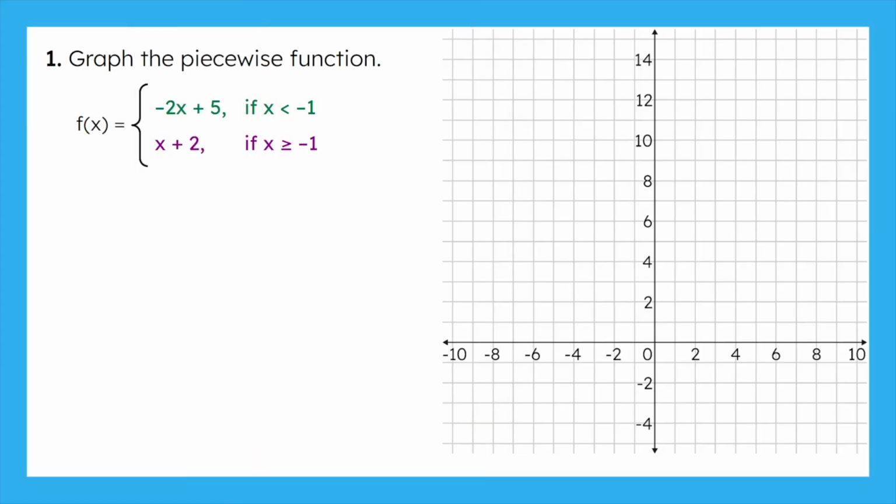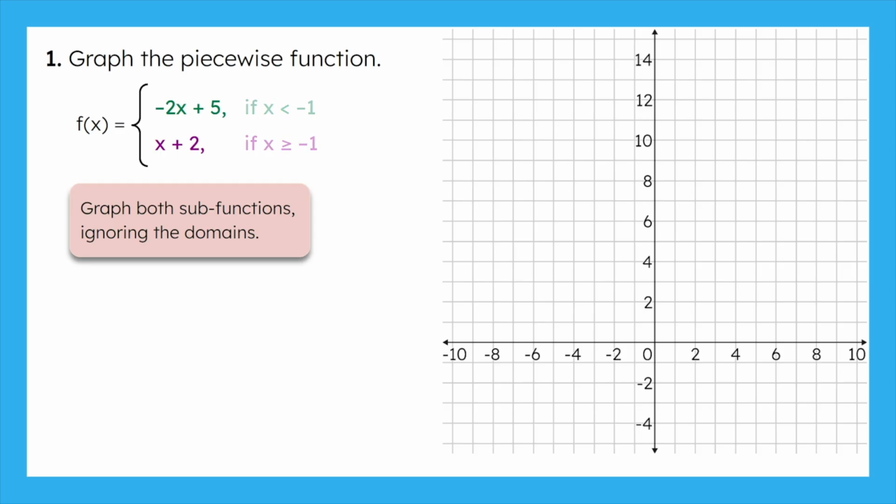Here's our first piecewise function. f of x equals negative 2x plus 5 if x is less than negative 1, and x plus 2 if x is greater than or equal to negative 1. To build the graph of this function, let's start by graphing both subfunctions, ignoring the domains for now. Go ahead and pause the video while you do that.